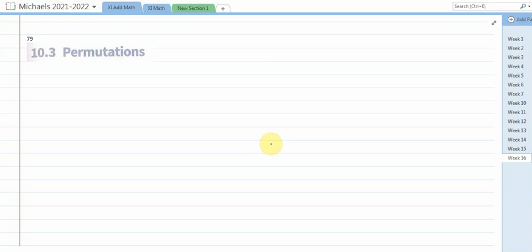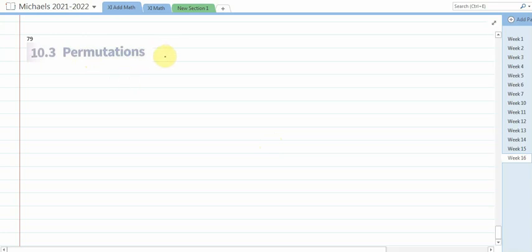Alright class, in this session we are going to continue with the topic permutation and combination, and we are going to start the exercise of permutation, right? Up till now we have discussed the concept of permutation, the concept of factorial, right? Now what is a permutation?